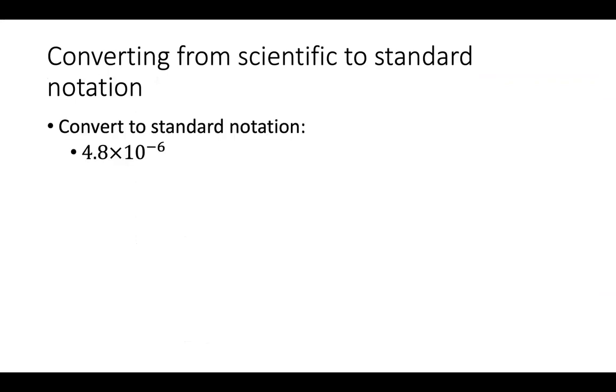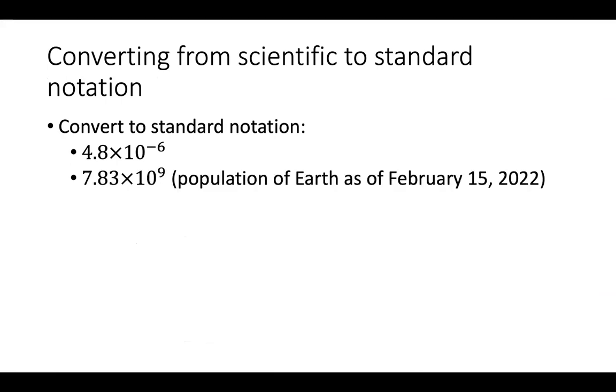All right, so we'll start with converting from scientific to standard notation, which is a little easier than going the other way. Here are the two examples to convert to standard notation. We have 4.8 times 10 to the negative 6. And we have the current population of Earth as I make this video. Today is February 16th, 2022. I looked this up last night.